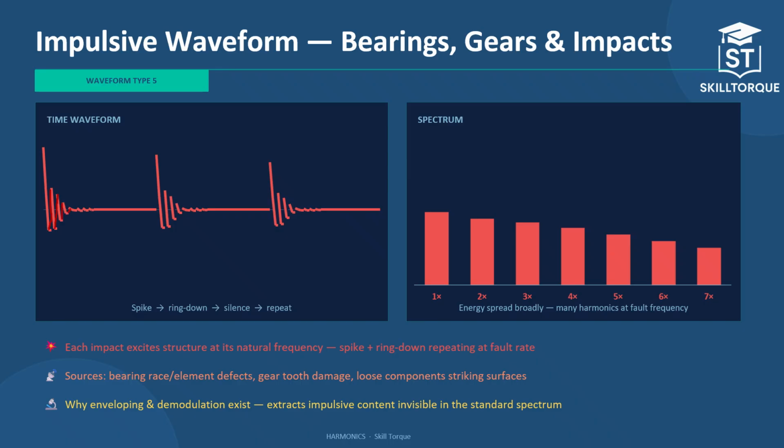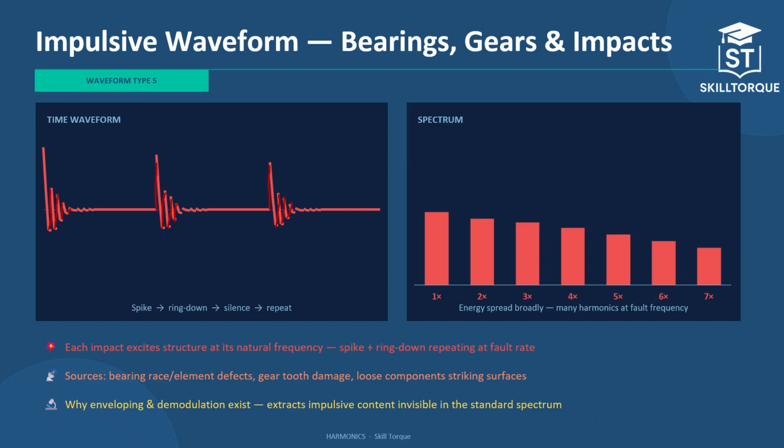Each spike is a kind of impact. Each spike is an impact, something hitting, or something touching something, repeating at the fault frequencies. So let's say a rolling element bearing defect is there, gear tooth damage is there, or any loose component is there that is again and again striking. All will produce this kind of spectrum, and in the time waveform you will see very sharp peaks, or very sharp spikes.